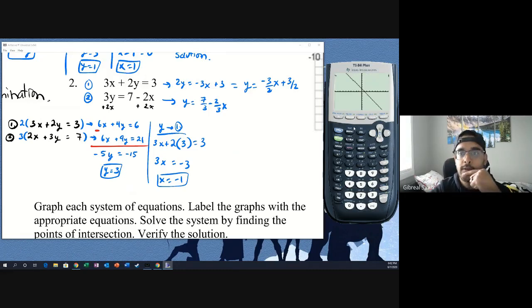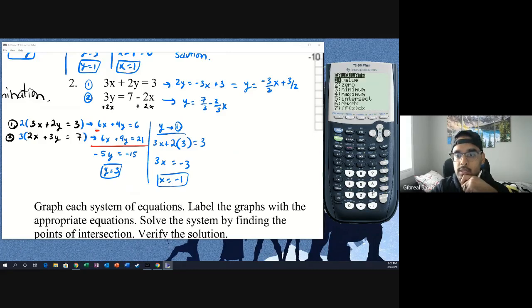Okay, so there's our first one, and there's our second one coming in. You can see they do cross once. We said it was negative 1, 3. Negative 1, 3 looks pretty good. But we can't just take that as an estimate. Let's go actually double check the exact numbers.